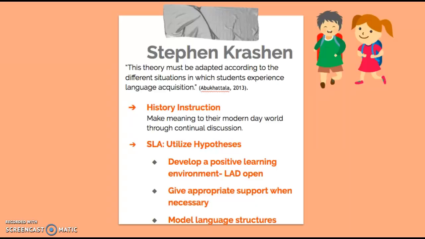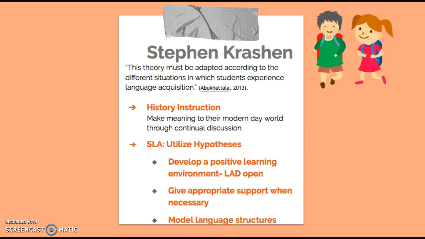Stephen Krashen said that in history instruction, the importance is to make meaning in the modern day world through this continual discussion. This theory must be adapted according to the different situations in which students experience language acquisition. Applying the 5 theories can be varied based on subject and content.